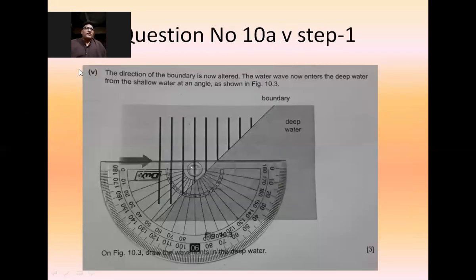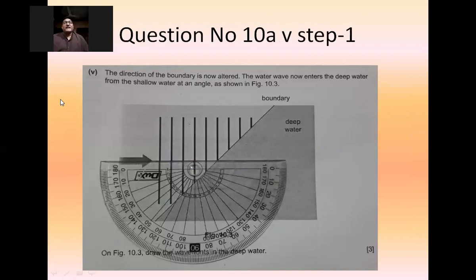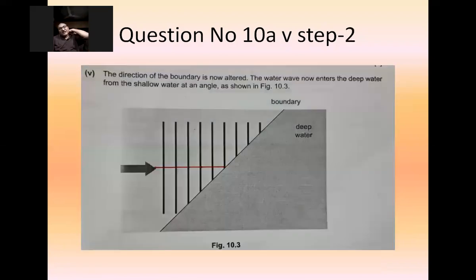Okay, so here we have question number 10, the fifth part. First of all, I will draw the line of direction, the direction of the wave. What is the direction of the wave in the shallow water? For that purpose, you see what I have done. I have taken a protractor and aligned it with the given direction line. So I will draw a line here. That line will show the direction of the wavefront, in which direction the wavefronts are going.